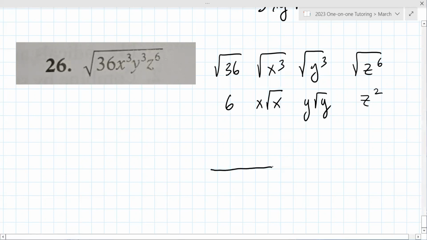So you have parts that are outside the root and parts that are under the root. Does the 6 go inside or outside the root? Outside. Okay. Does this first x go inside or outside the root? Outside. Okay. How about the next x? Inside. How about the first y? Outside. And then the next y? Inside. And how about the z squared? Outside. Yes. There's your answer.